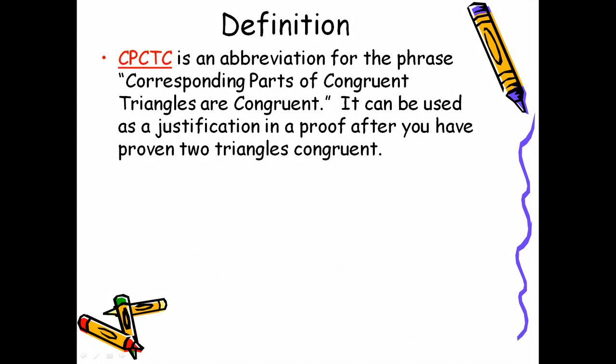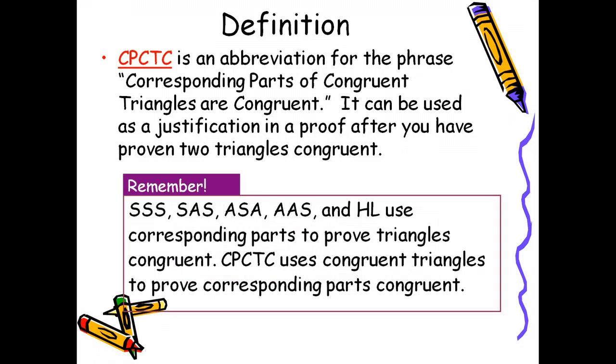CPCTC is an abbreviation. It stands for the phrase corresponding parts of congruent triangles are congruent. It can be used as a justification in a proof after you have proven two triangles congruent. Remember, side side side, side angle side, angle side angle, angle angle side, and hypotenuse leg congruence use corresponding parts to prove triangles congruent. CPCTC uses congruent triangles to prove corresponding parts.